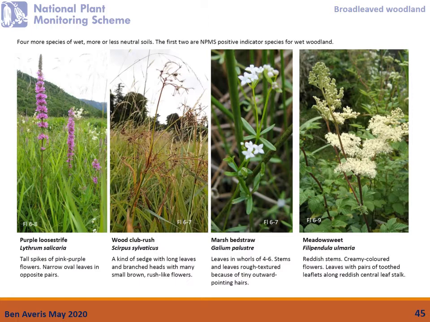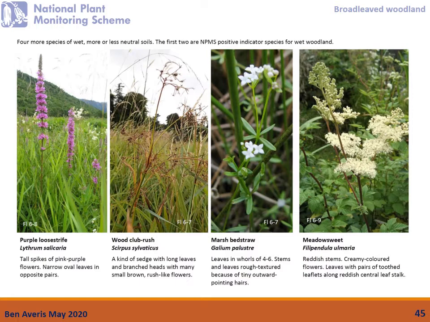Some more plants here that we can get in these wet woods, and also in open places, as you can see from the two left-hand photographs which are taken out in the open. Purple loosestrife, it's got these narrow oval leaves in opposite pairs, and then a tall narrow spike of pinky purple flowers. Quite a distinctive thing, really catches the eye when it's in flower. Grows in various kinds of wetlands, and also can come into wet woodland as well. Likewise, wood clubrush, likewise as far as habitat's concerned, not its appearance.